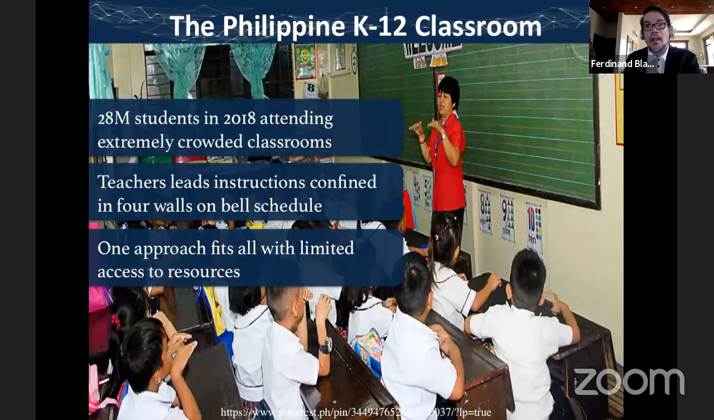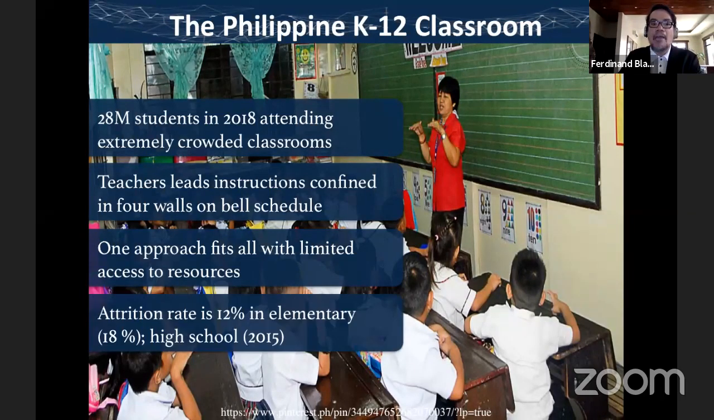Say for example, most of us are visual learners. So has that particular knowledge been taken into account in how we design and how we assess our students? And of course, the attrition rate is also high, but this is good news compared to the previous years. The attrition rate in elementary is 12%, and in high school it's 18% in 2015.